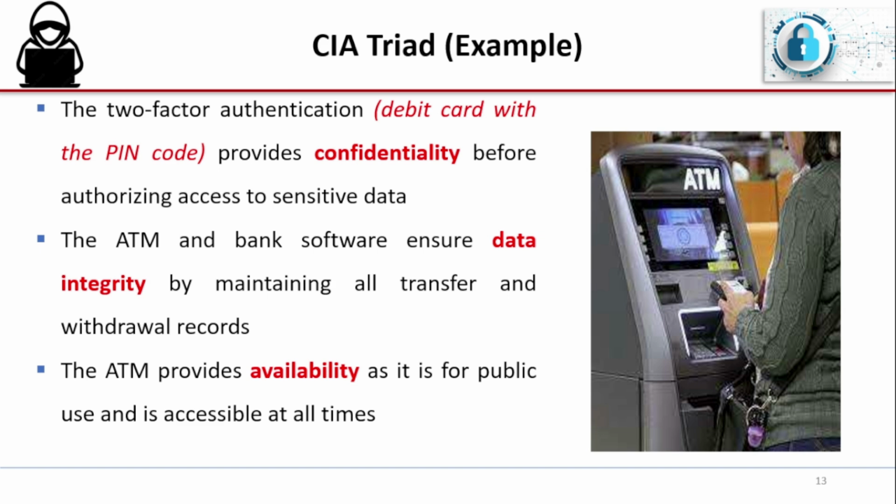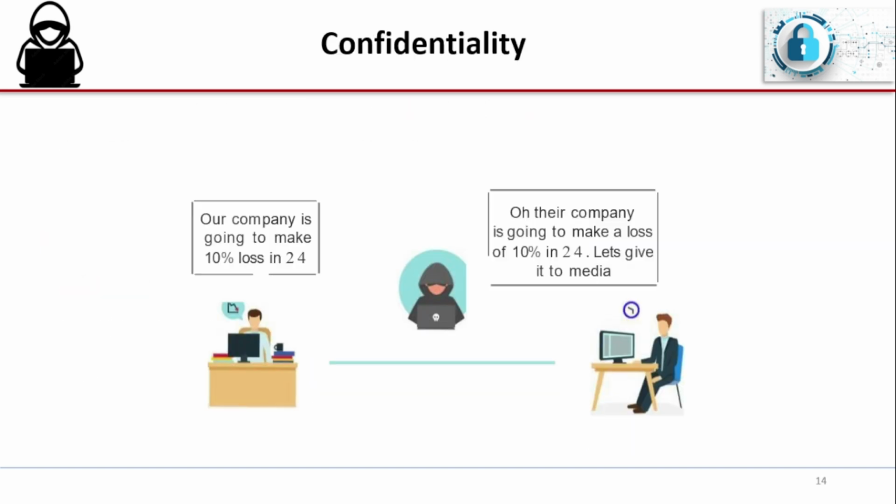It's a matter of availability, and sometimes ATMs are not working, which is a compromise of availability. Moving ahead, an example of confidentiality is a client telling his boss that our company is going to make a 10% loss in 24 hours maybe.